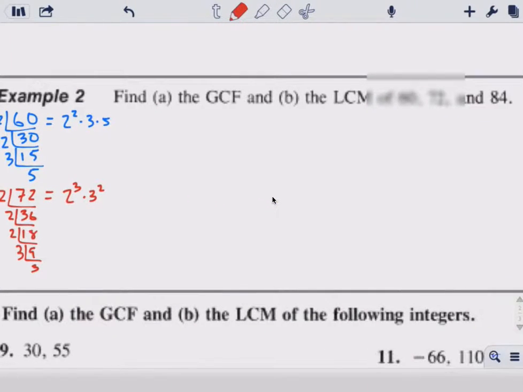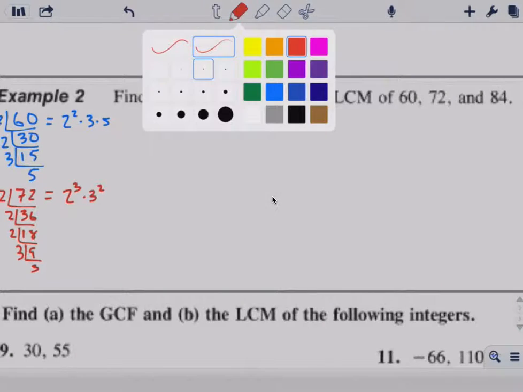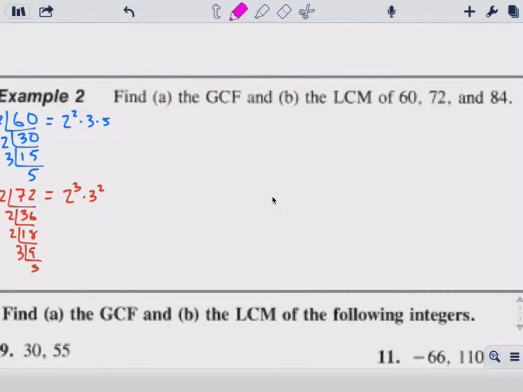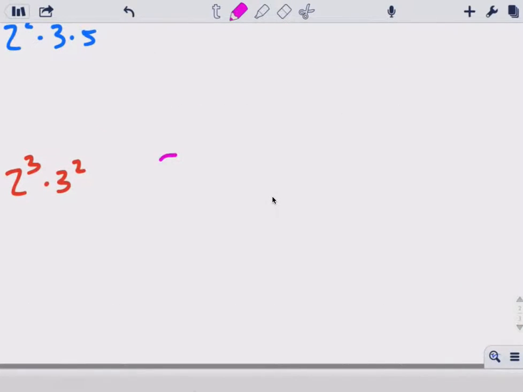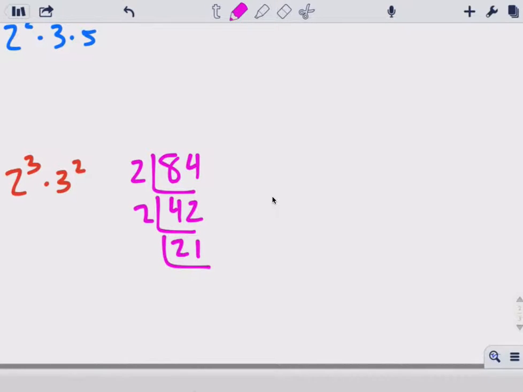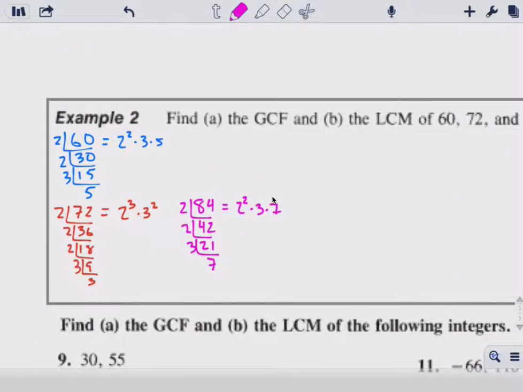And then I'll do 84. Okay, 84, prime factor: 2, 42, 2, 21, 3, and 7. So 84 is 2 squared times 3 times 7. So now let's look at those pieces.